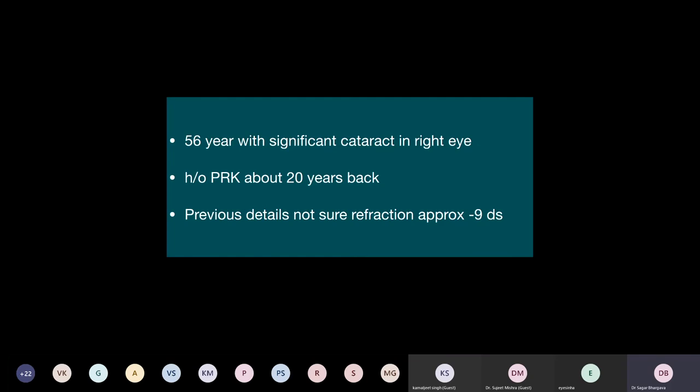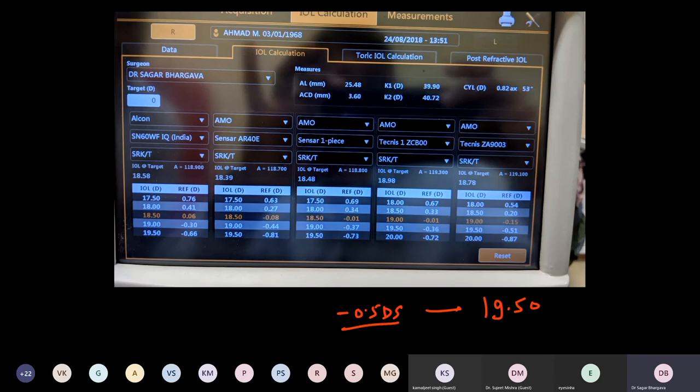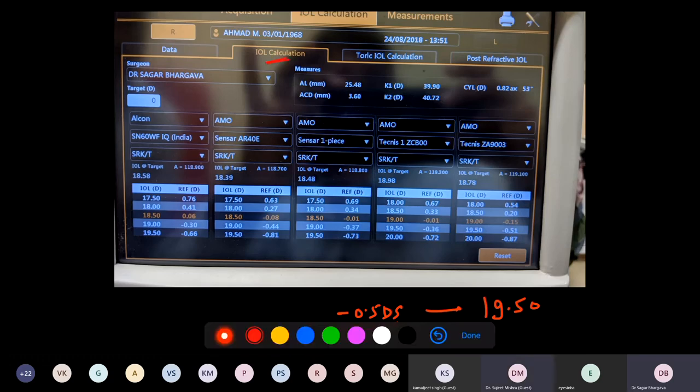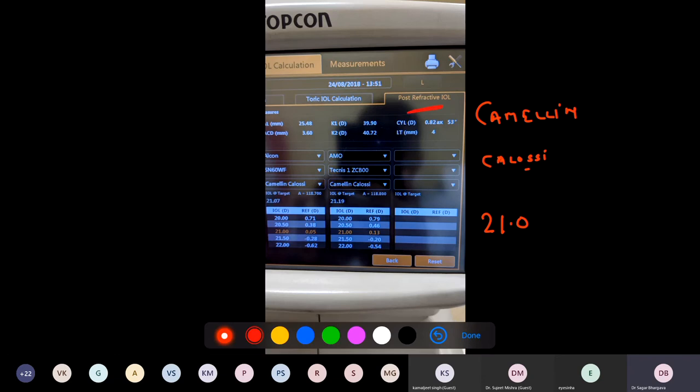Now, I'll give you another example. This was a patient who had a PRK done, and the previous refraction showed minus 9. Now, when we did Aladdin for this patient, we didn't put anything. We just did a normal IOL calculation and we got 19.5, but we have not done a post-refractive calculation. We have just done a normal calculation. Now, when we put in the post-refractive IOL calculation, it gives me a value of 21 from Camellin-Calossi.